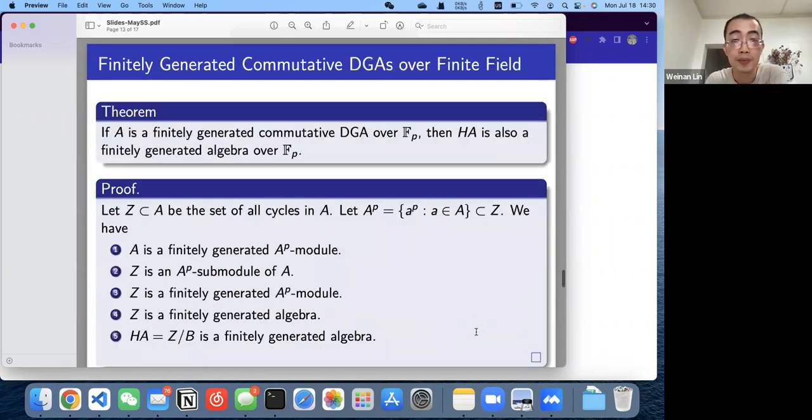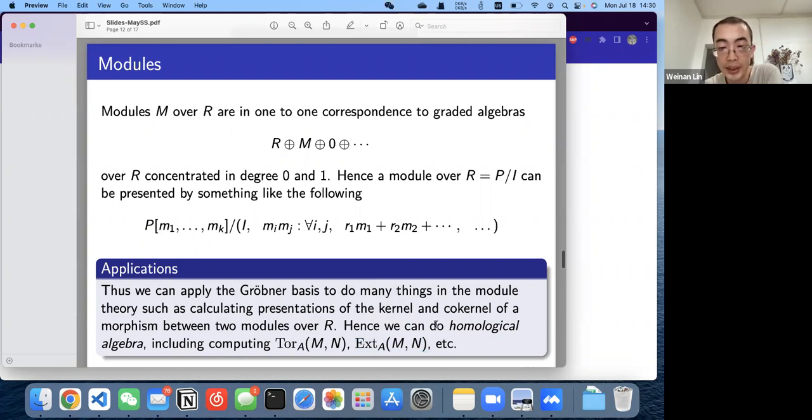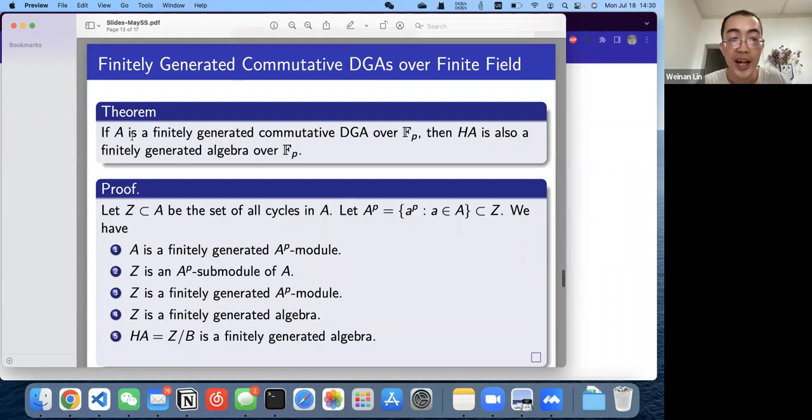Okay, and let me give you an example of using Gröbner basis to do homological algebra. So here is a theorem. If A is a finitely generated commutative differential graded algebra over F_p, there are many restrictions here. I want to make sure that it's finitely generated as an algebra, and then it should be commutative, and it's a differential graded algebra over a field of finite characteristic. Actually, this p could be a power of a prime also. It just has to be a field of finite characteristic. And then the homology of A, remember that A is a DGA. Therefore, you can define the homology of A, which is an algebra. Then H(A) is also a finitely generated algebra over F_p.